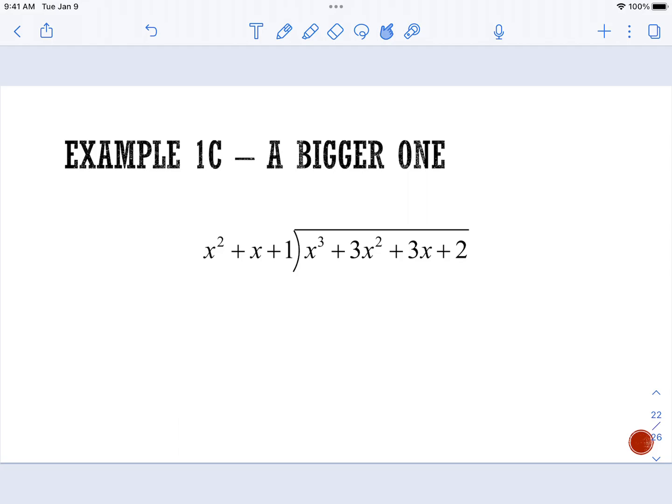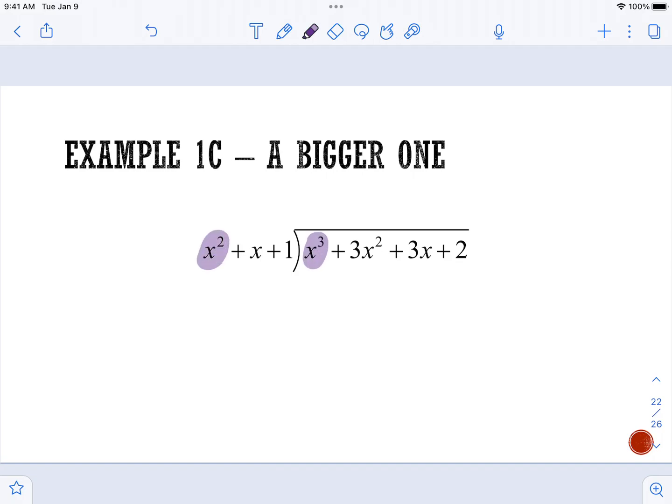All right, try this one if you're ready. Otherwise, the only difference here is it's a little bit bigger because we're dividing by a trinomial. So this is one where we truly would need to use long division in order for this to work. All right, I'm going to start it the same way.